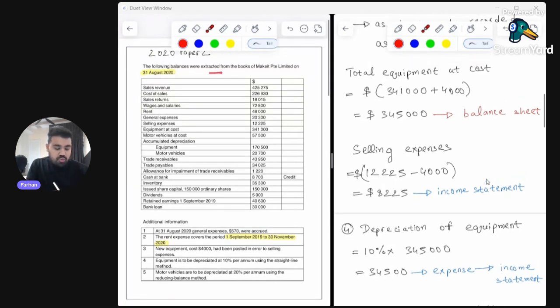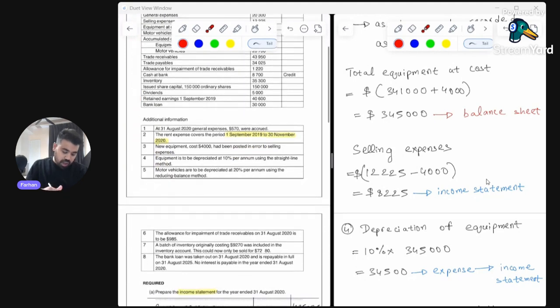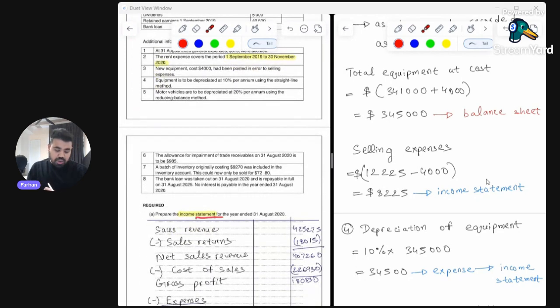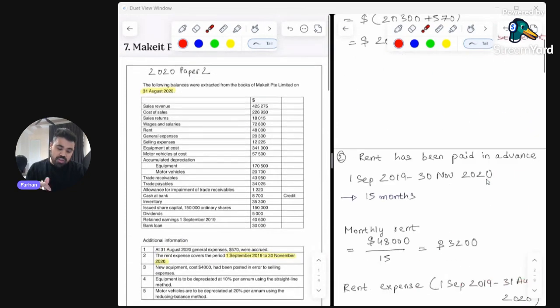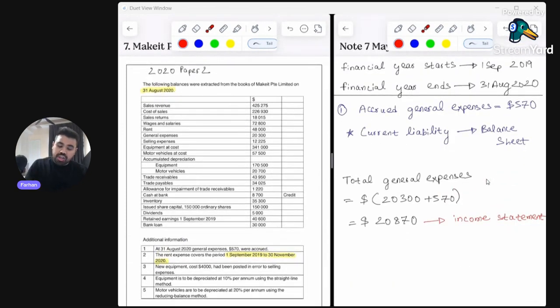The following balances were extracted from the books of Make It Limited on 31st of August 2020. So here you can see we are given a list of balances and some additional information, and our requirement is to prepare the income statement, which is now known as the Statement of Financial Performance for the year ended 31st of August 2020. The question clearly says all these balances are for the year ended 31st of August 2020, which means our financial year starts on the 1st of September 2019 and ends on the 31st of August 2020.